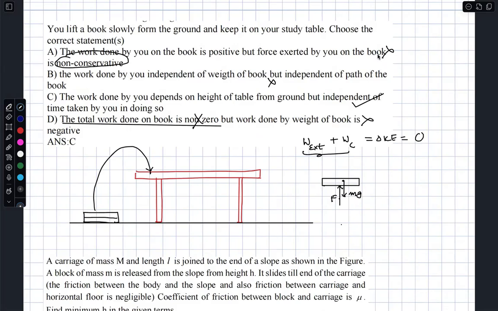But if it is lifted by means of a string, tension force is non-conservative. Even muscle force is actually non-conservative. But still, in this particular case A, since you are slowly lifting up, if your F and mg are always equal, then obviously it is a constant force, and I can take it as a conservative force. Right.